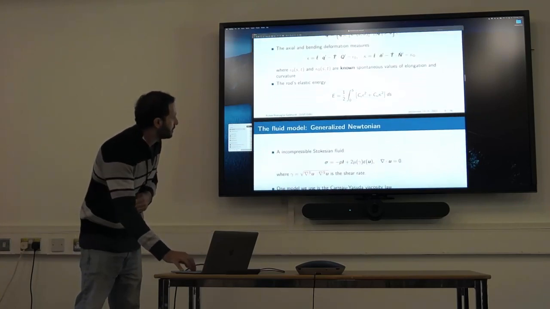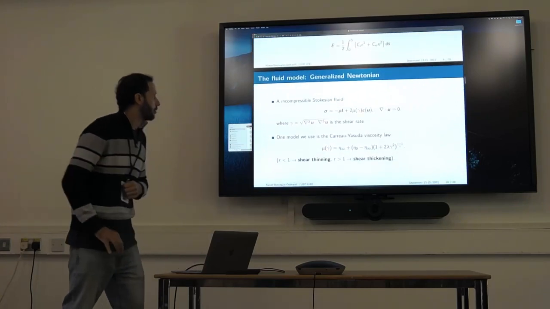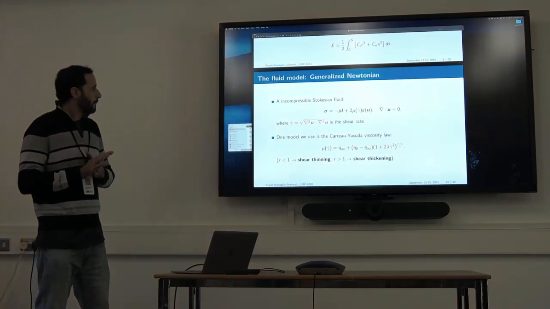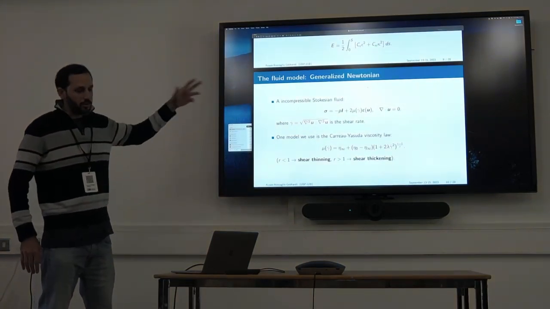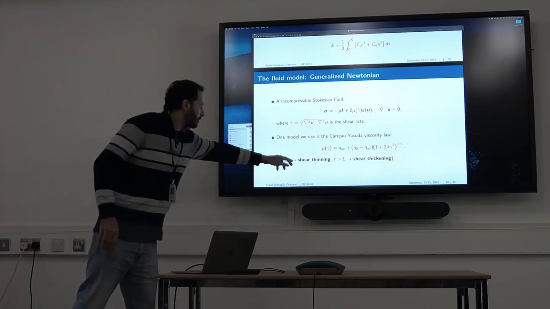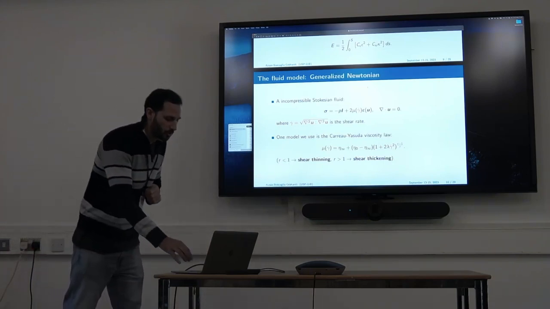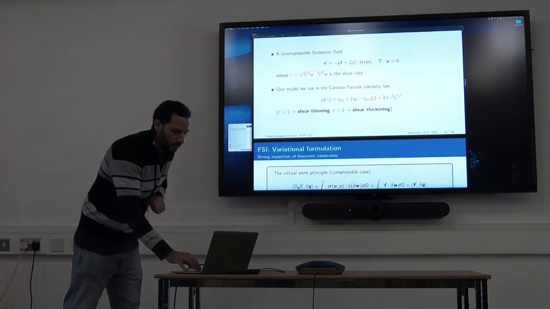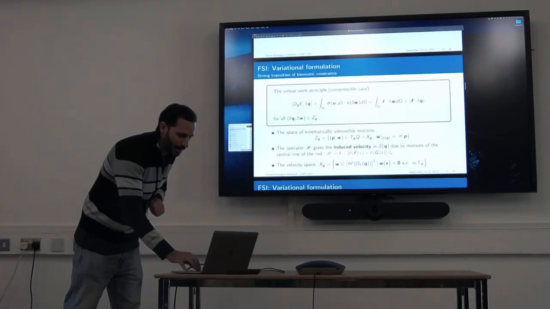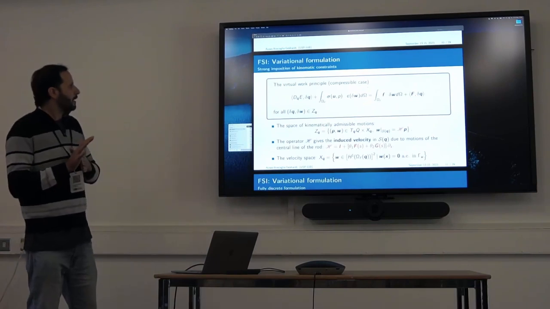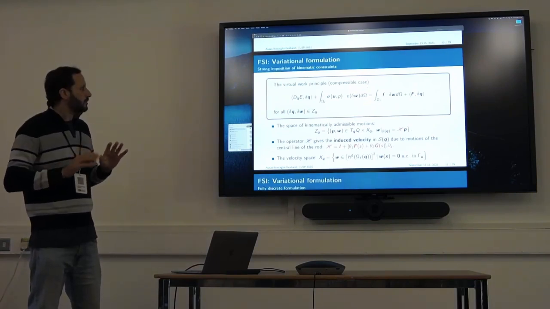For the fluid, it is simpler. It is just a Stokes fluid, incompressible. Eventually, the viscosity may depend on the shear rate, so we can simulate shear thinning or shear thickening with this simple model. This is called Carreau-Yasuda. Okay, so I will try to explain, this is not always easy, the main ingredients involved in this formulation.